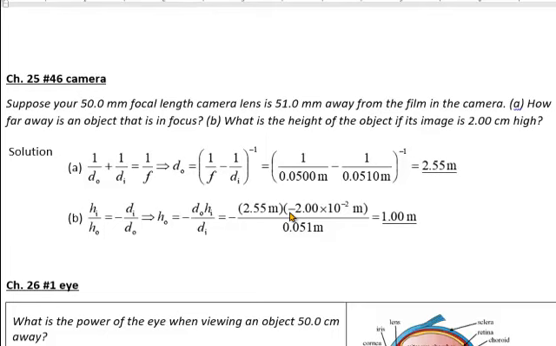Hold on, I have to think about that. Oh, no, I'm sorry. This one is the image height. That's the 2.00 centimeters that they're saying here. That's what you get on the electronic part or the film, so 2.00 centimeters, which comes out to 2.00 times 10 to the -2 meters. And then this one here is given from earlier, the 51 millimeters, which is the image distance. And again, in meters here, 0.051.